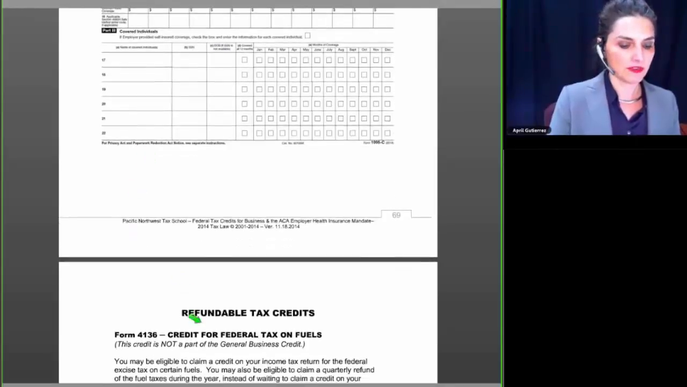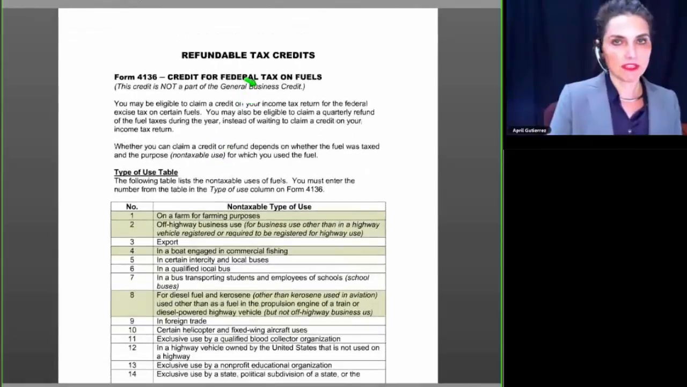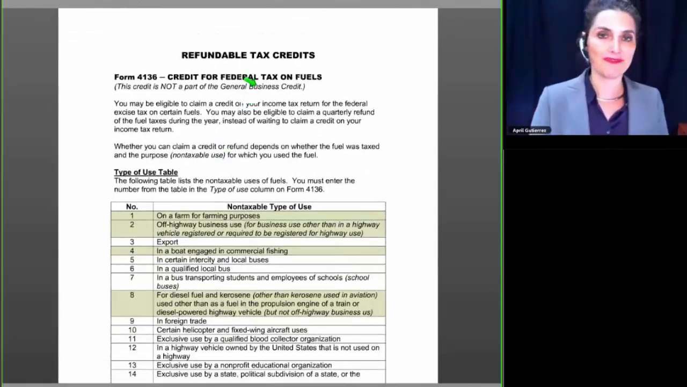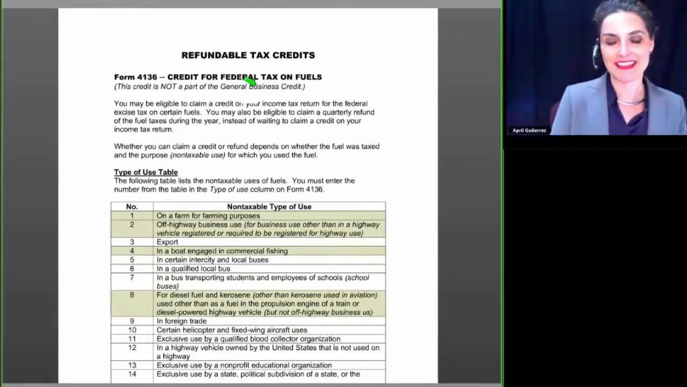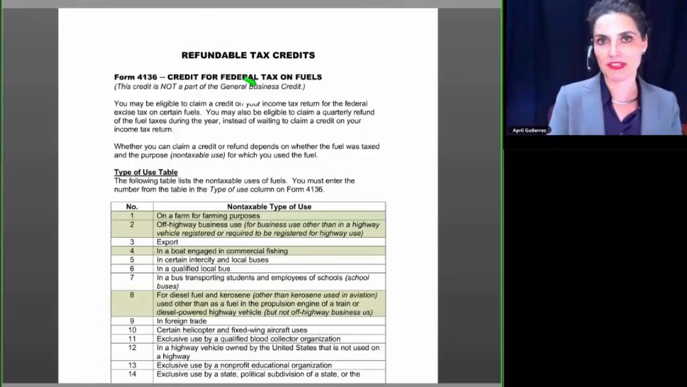And you can see the form provides space to enter the name of each covered individual, whether they were covered all 12 months, and the specific months of coverage, the date of birth, and Social Security number of the covered individual. So that concludes today's coverage of the employer mandate and the federal credits for business that are claimed on Form 3800.